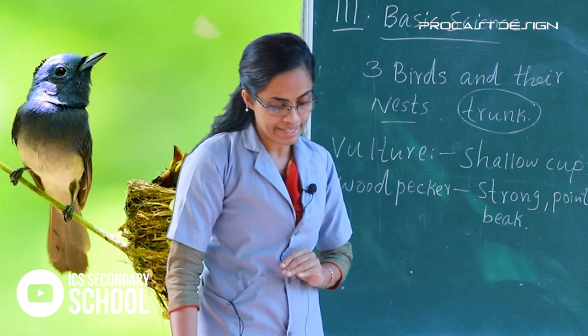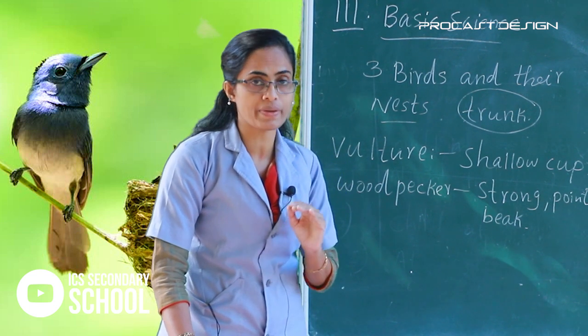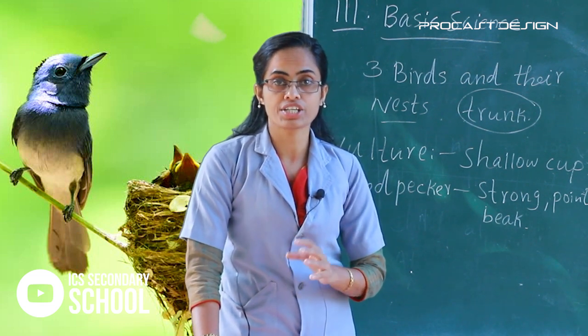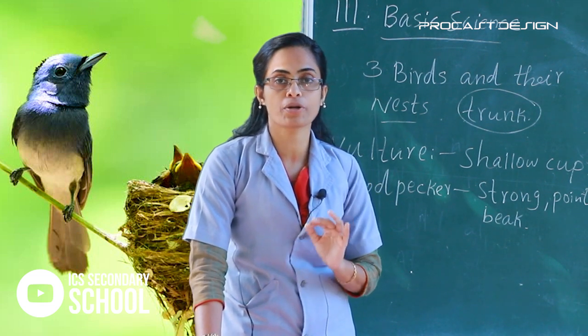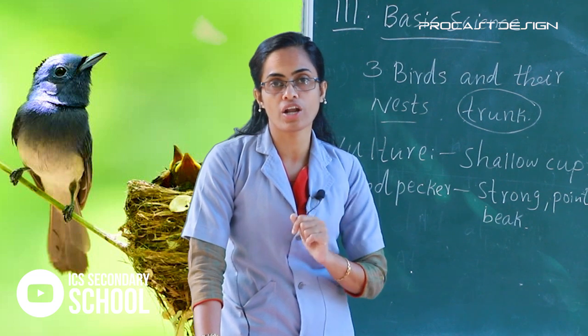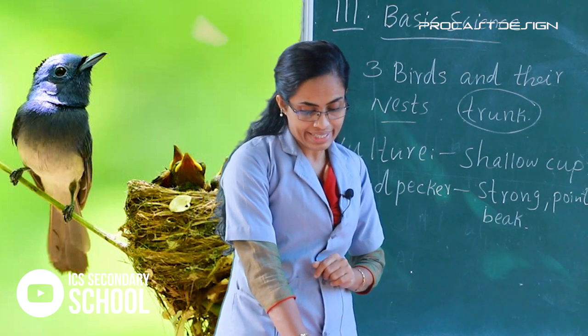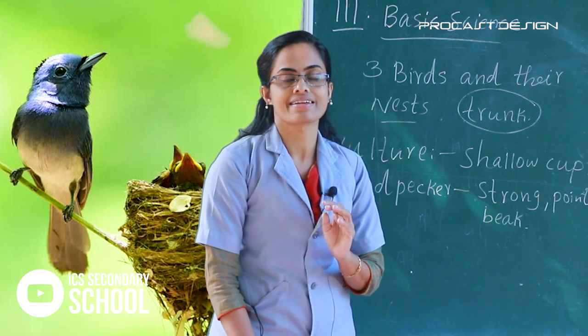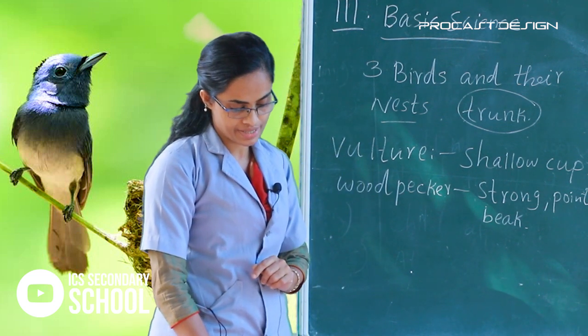It then covers the inner side of the nest with small pieces of wood. This makes the nest comfortable. In your textbook, page number 90, woodpecker. To make a hole in a tree trunk to make its nest. Clear? Yes.